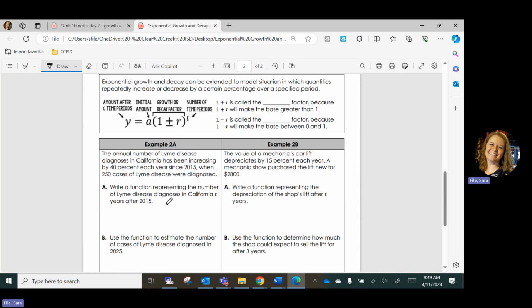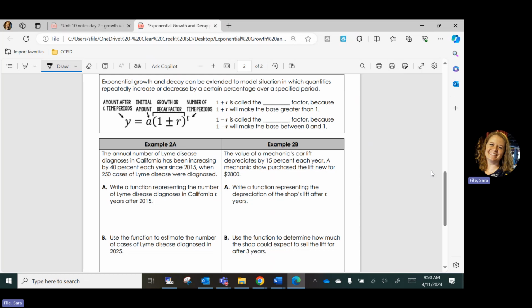All right, let's go ahead and flip over. On the back, we're going to look at real world situations where exponential equations can model the situations. Okay, so you have exponential growth and decay, which is going to most often be determined by a percentage.